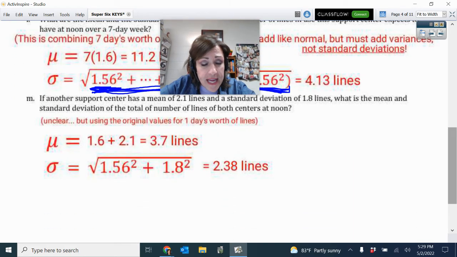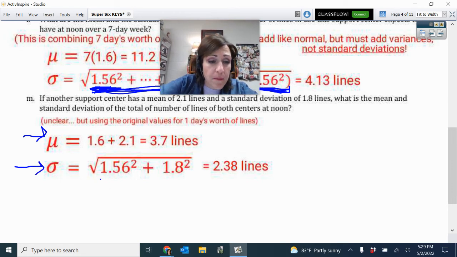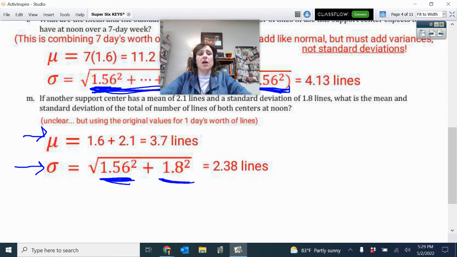And finally, here we had the original values. I used the original values for 1 day's worth, and I combined them with this mean of 2.1 and standard deviation of 1.8. So here were the means combined like normal, but the standard deviations, you must combine their variances. The variances for the first and the variances for this one, this center. All right, there it was.